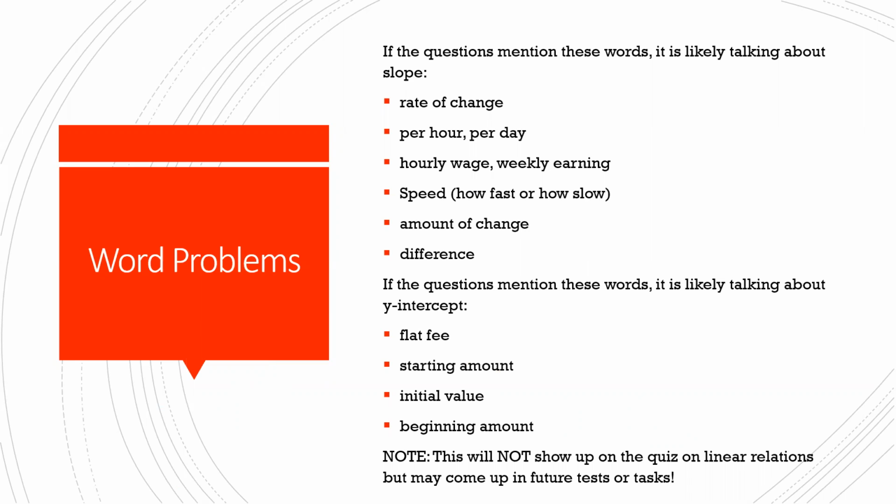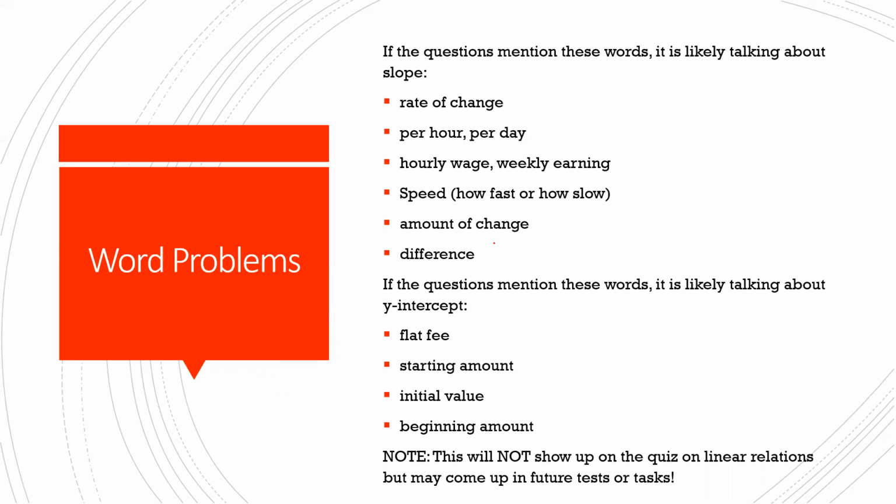So if a question ever talks about finding the rate of change, finding how much you pay per hour, per day, hourly wage, weekly earnings, anything that has to do with a quantity per unit, then you know you're talking about slope. Anything that has to do with speed, how fast or how slow it's moving, it's probably about slope. Anything to do with difference or amount of change and difference, we talked about those two words a lot. You're probably talking about slope, right?